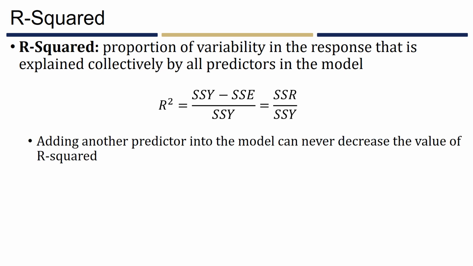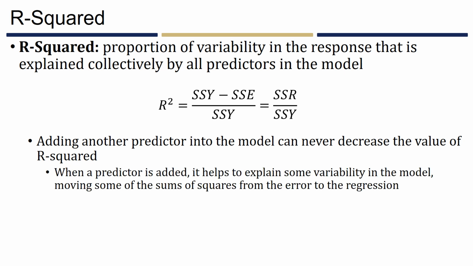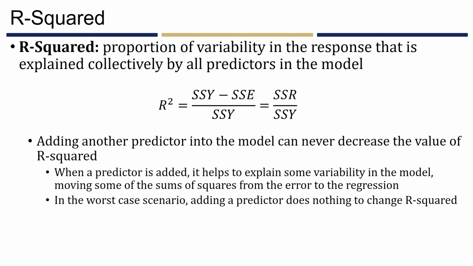Now, if you recall, adding another predictor into your model can never decrease the value of your r-squared, because every time a predictor is added into the model, it helps to explain some minute amount of variability in the absolute worst case scenario. So what happens is that additional predictor that we add in siphons some of the sums of squares due to the error out and puts it into the explained variability, the sums of squares due to the regression. And in the absolute worst case scenario, adding a predictor is going to do nothing to change the r-squared. It leaves the SSR and the SSE alone.